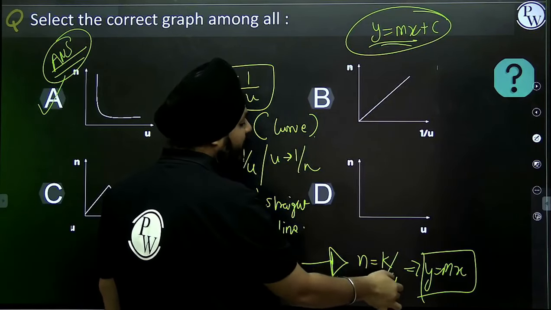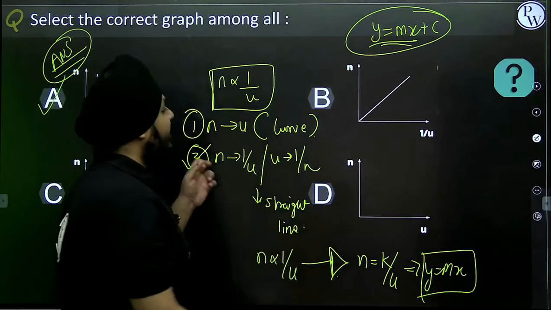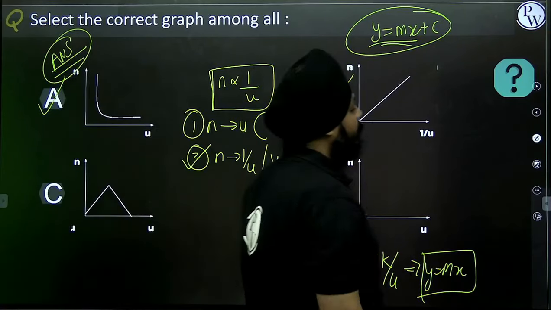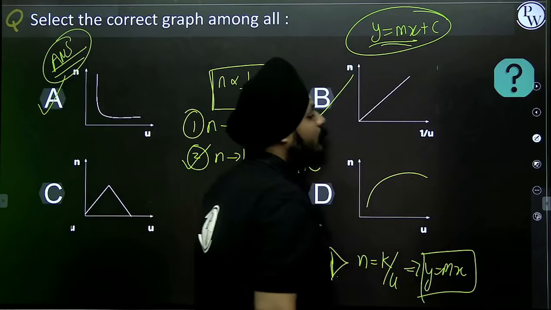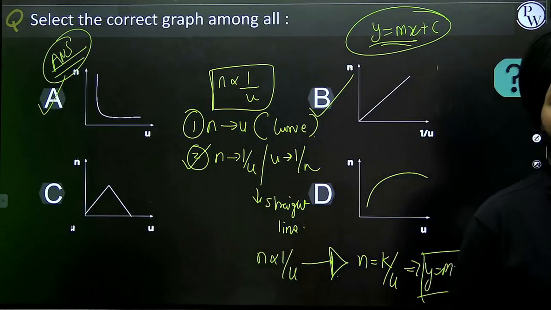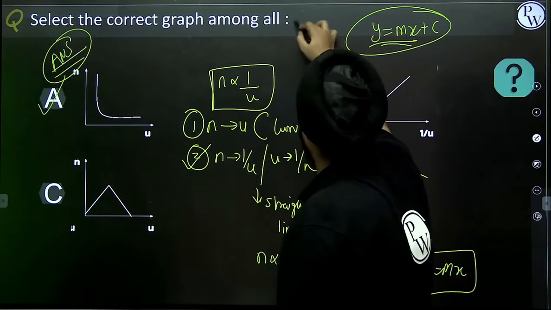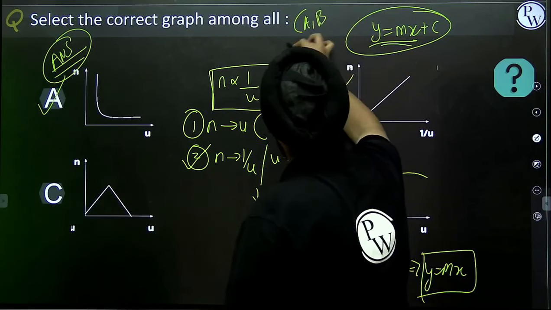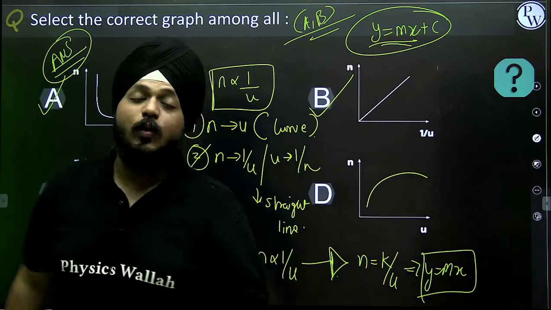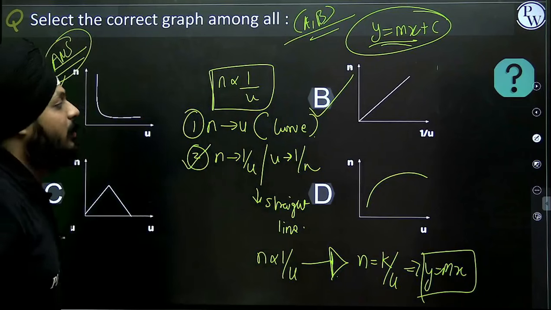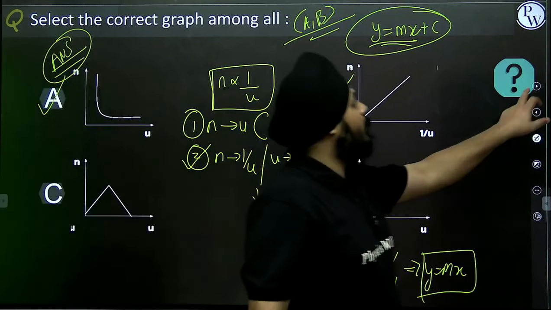So N is equal to K by U. For this second graph, B is also correct. So it means that A and B, these two are the perfect answers for this specific question. Now let's move on to the next part.